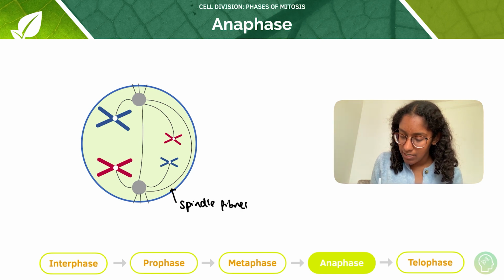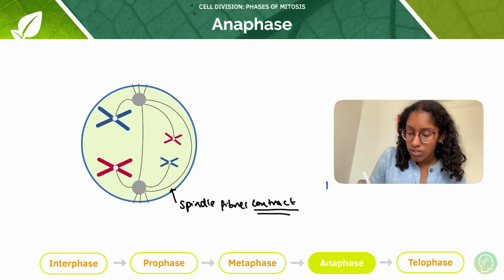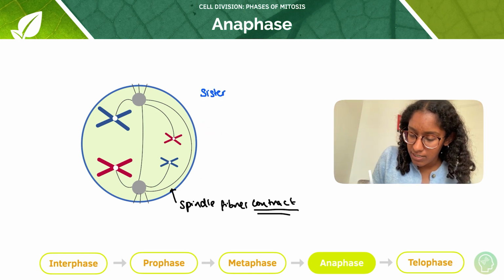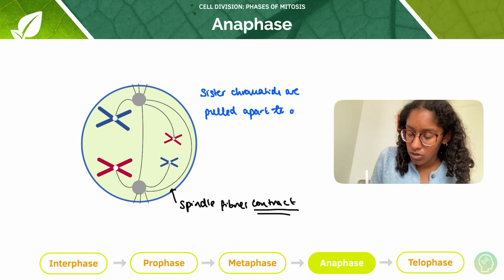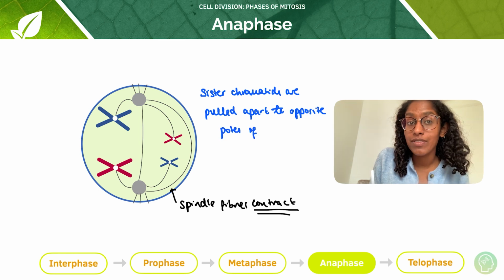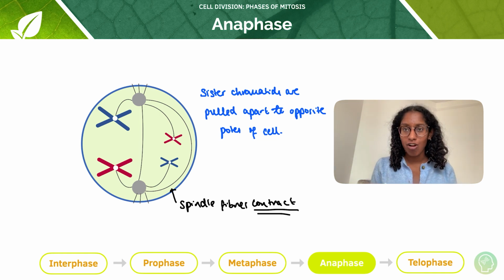in anaphase, and they pull the sister chromatids away from each other to opposite poles of the cell. So sister chromatids are pulled apart to opposite poles or opposite ends of the cell. And this splits the chromosome into 2 V-shaped sister chromatid structures.